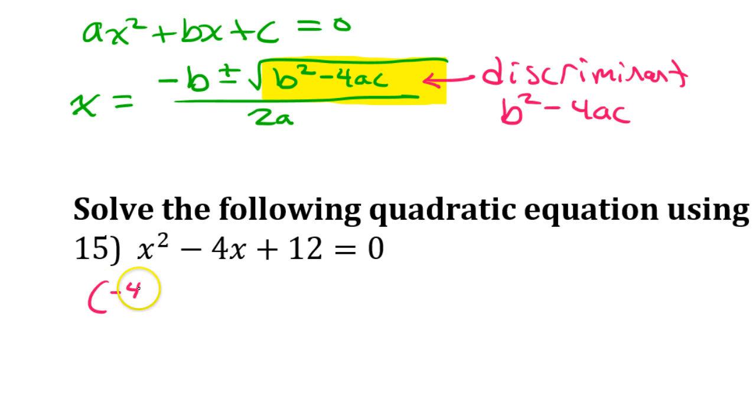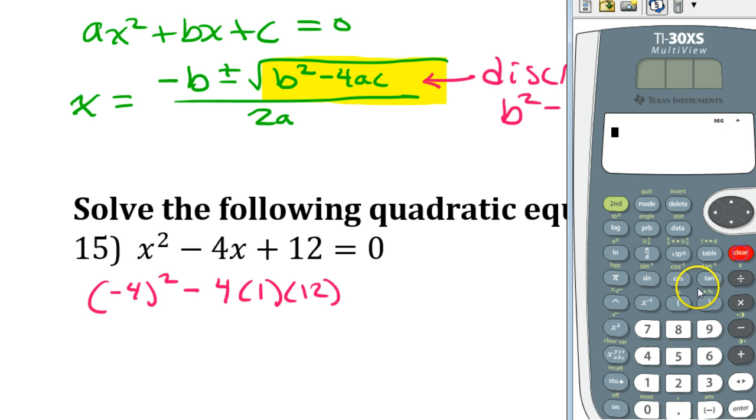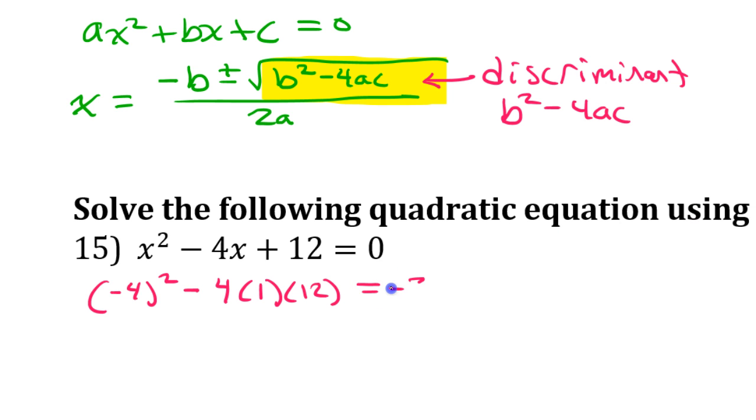So b is negative 4. So b squared minus 4ac. Notice how I put that b in parentheses. I put everything in parentheses. You should too. If you put this in your calculator without parentheses, you will get the wrong answer. Okay, so my b squared minus 4ac, so that is negative 4 squared minus 4, I don't really need to put the 1 because that's not doing anything, times 12. That's negative 32. Okay, so that's the discriminant.